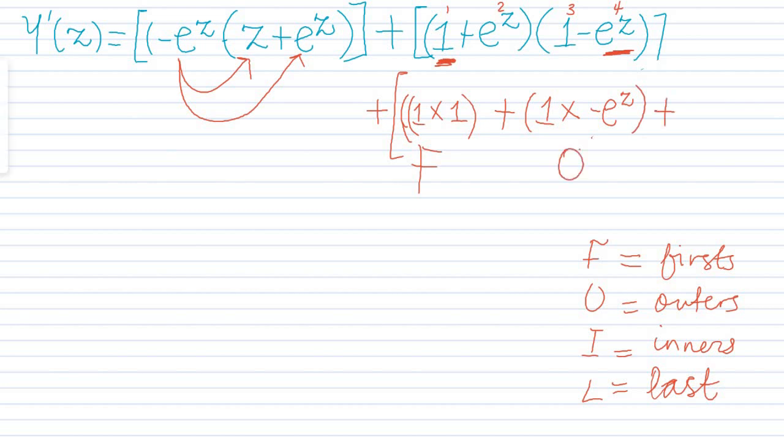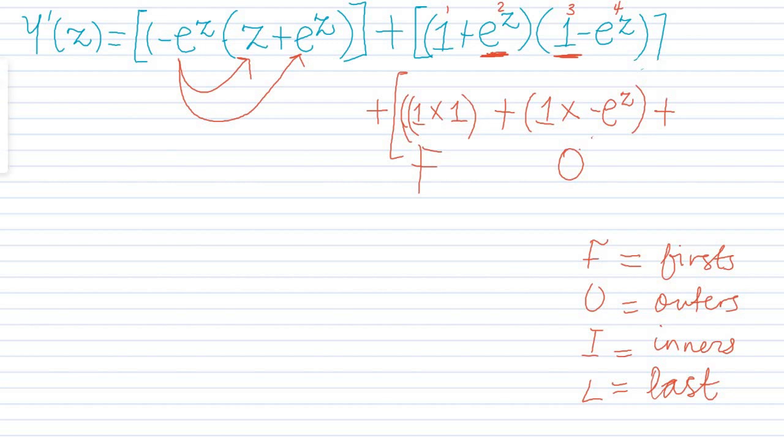So now what is the innermost information in each one of the brackets? We know that to be the ones that are farther away from the outside environment. Like the outers are closer to the outside environment, the inners are farther away from the outside environment. So that's e to the z multiplied by 1.